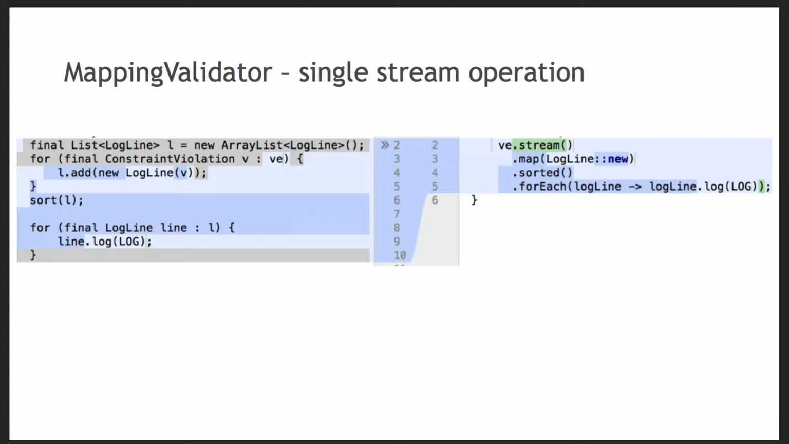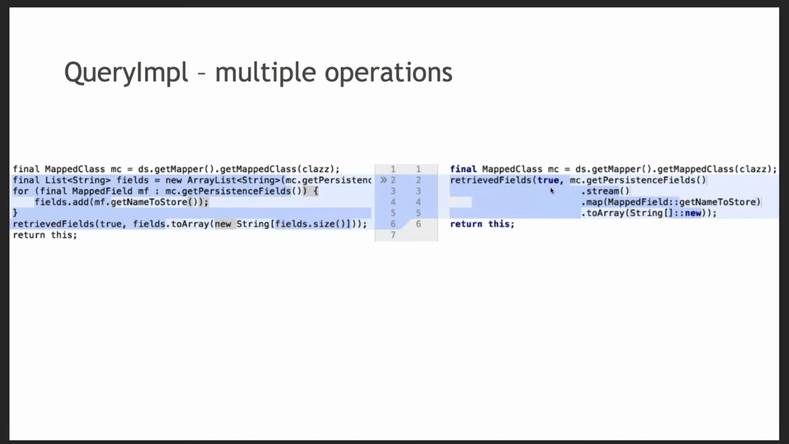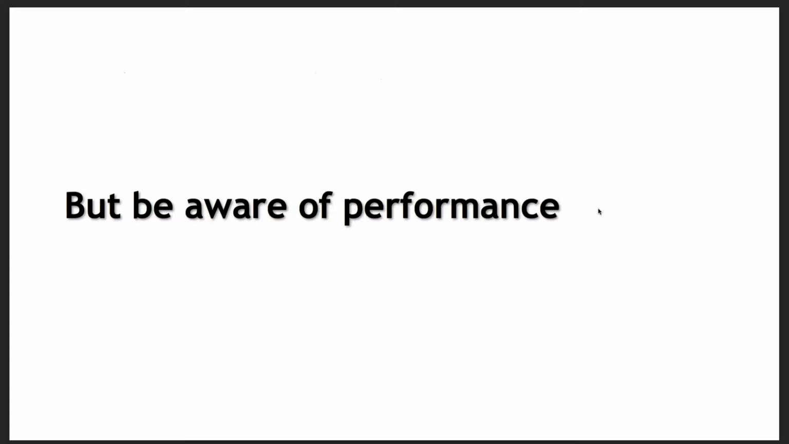And then when you're doing multiple operations and collapsing those down into a single stream operation, you get quite a lot of wins. So instead of having two for loops with a sort, you just have a single stream operation which does a map, a sorted, and a for each. And so that's much easier to reason around and probably better performance. And again here, this is where we were doing multiple operations without really realizing it because we were collecting stuff into a list and then doing a toArray on it. And here we've just turned that into a single operation.